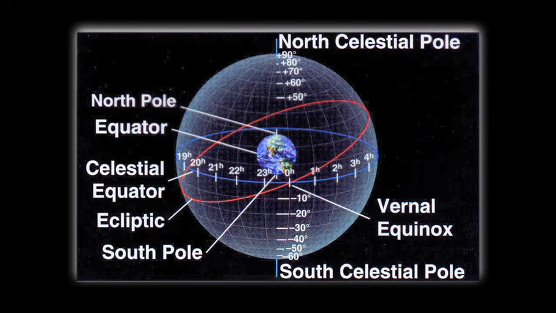And we get that latitude by imagining that we take the Earth, slicing it through the equator, and extending that slice out to the celestial sky. So we measure latitude north or south of the celestial equator.